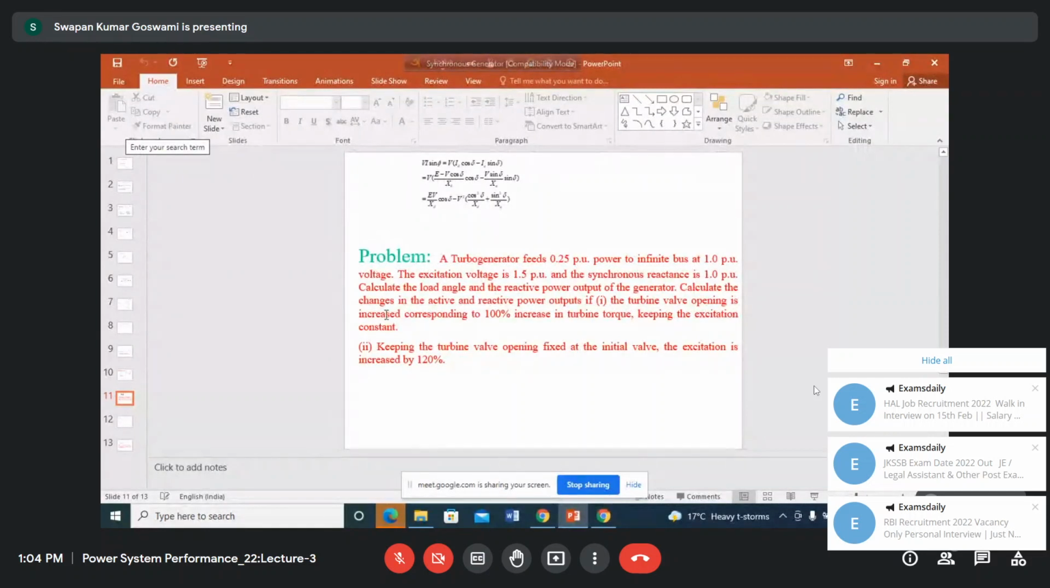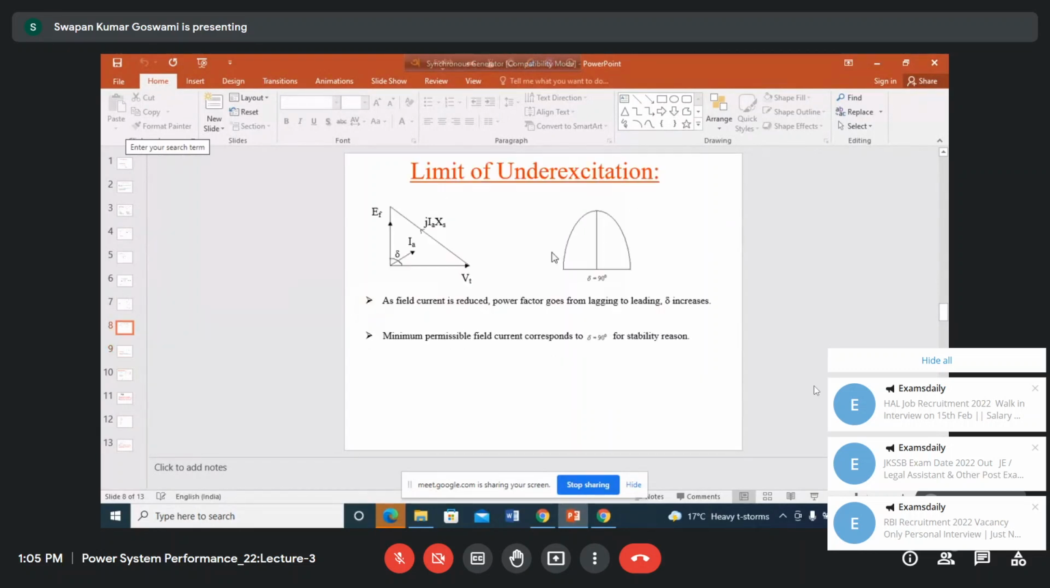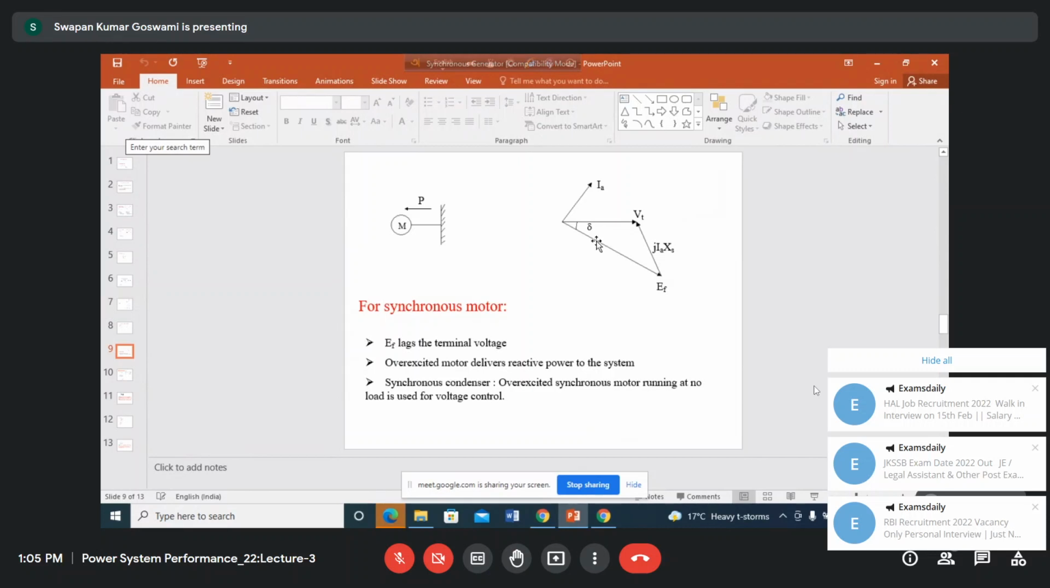One thing on difference between the motor and generator you have to note. For synchronous motor, overexcited condition gives you the leading power factor, and for synchronous generator, overexcited condition gives you the lagging power factor. So overexcited synchronous generator will operate at lagging power factor, but overexcited synchronous motor will operate at leading power factor.